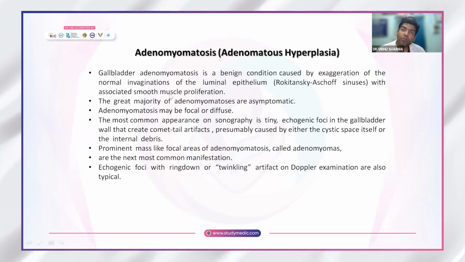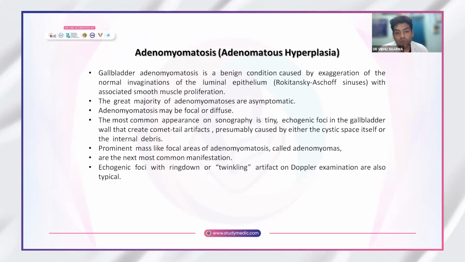And always before chronic cholecystitis, the patient will have a history of acute cholecystitis, adenomyomatosis or adenomatous hyperplasia. So GB adenomyomatosis is a benign condition caused by exaggeration of normal invagination of luminal epithelium, the Rokitansky-Aschoff sinuses, with associated smooth muscle proliferation. The great majority of adenomyomatosis are asymptomatic. So adenomyomatosis is diagnosed basically on ultrasonography.